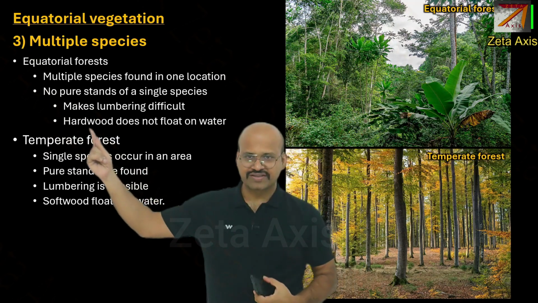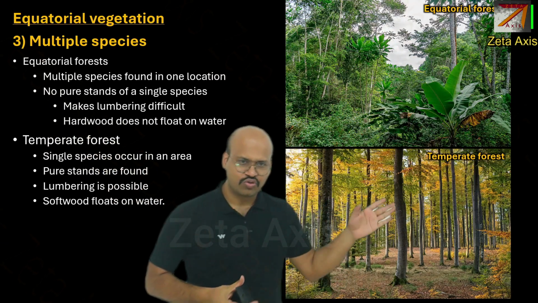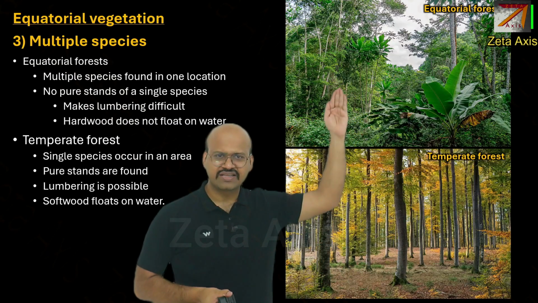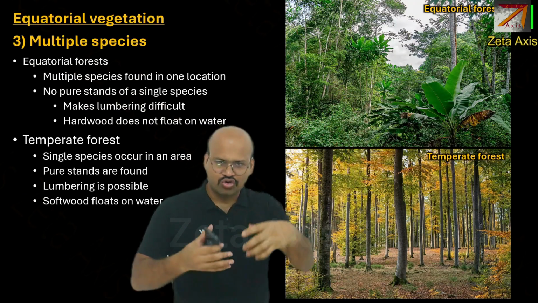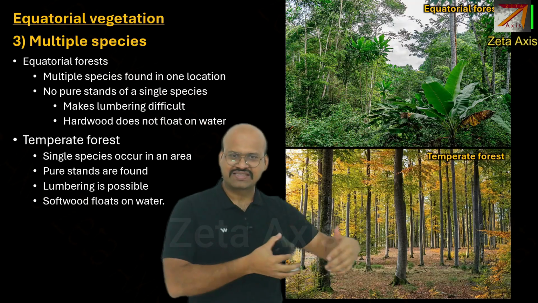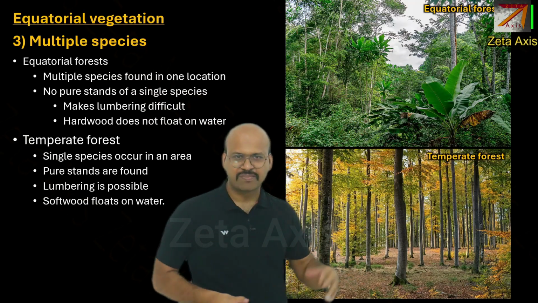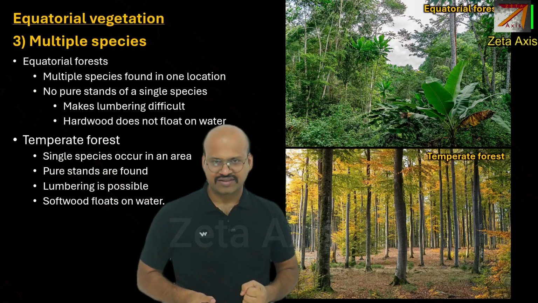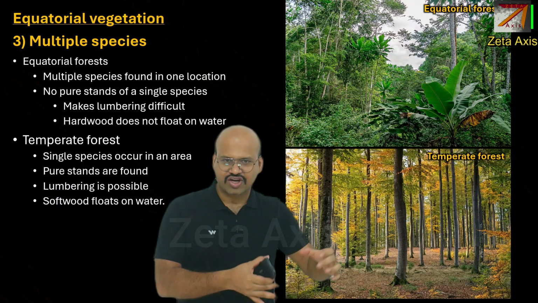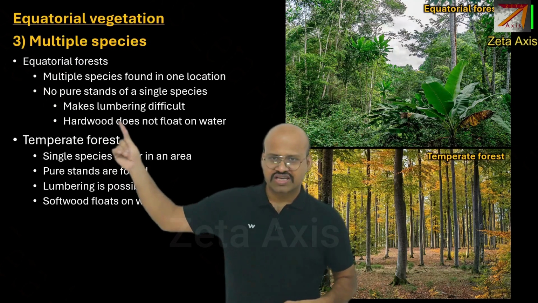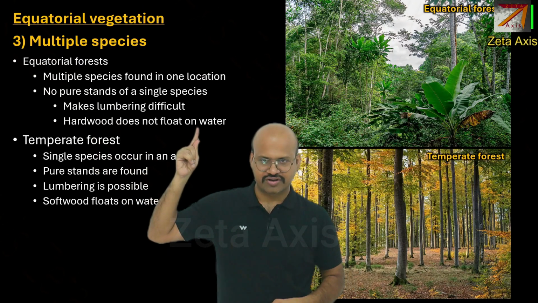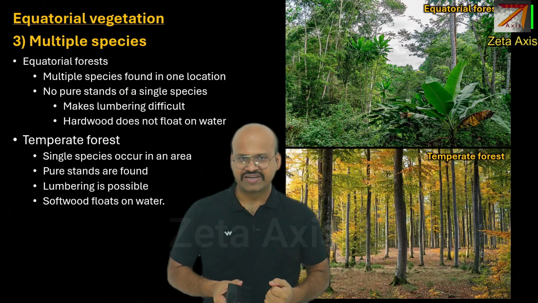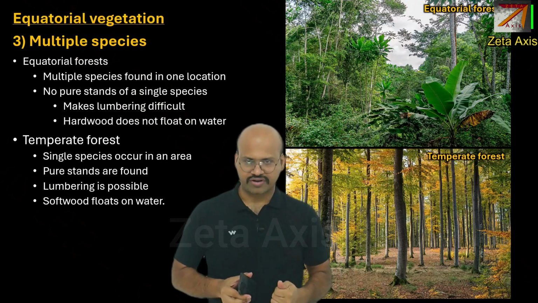And because of this, lumbering is very difficult. Here you can go and cut these trees, use their timber. But in this location, there will be a small group of one tree, then a second group of other trees. So lumbering is difficult because if you want a specific type of wood, then the trees will be located in different locations. Moreover, the hardwood does not float on the water. Remember, the equatorial climate gives hardwood types of trees and it will not float on the water.